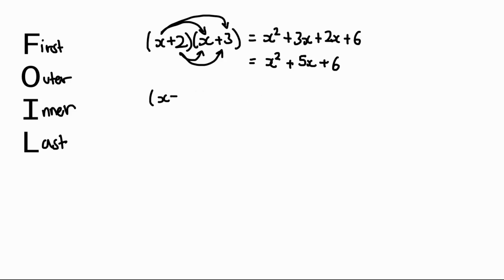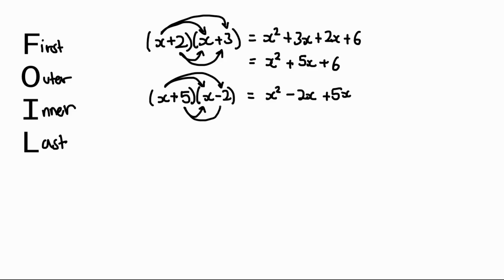And on to another example of x plus 5 and x minus 2. Again, we begin with the first, so that brings us x squared. And our outer, x times minus 2, minus 2x, inner, 5 times x, plus 5x, and finally last, which is 5 times minus 2, and that's minus 10. Combining like terms, we get minus 2x plus 5x, which is plus 3x minus 10.